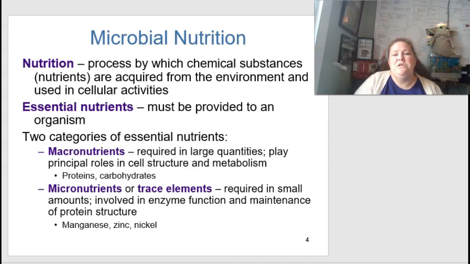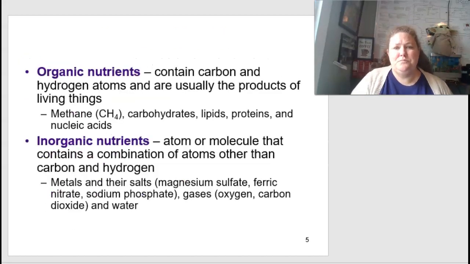So our macronutrients are required in large quantities, and they play principal roles in the cell structure and metabolism. And these would be our proteins and our carbohydrates. Where our micronutrients or trace elements, these are required in small amounts, and they are involved in the enzymatic function and maintenance of protein structures. Some of these would be manganese, zinc, and nickel.